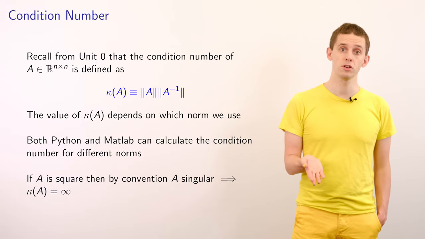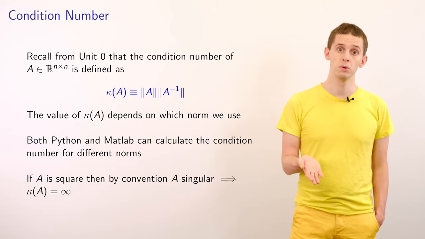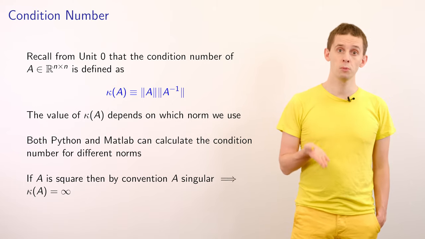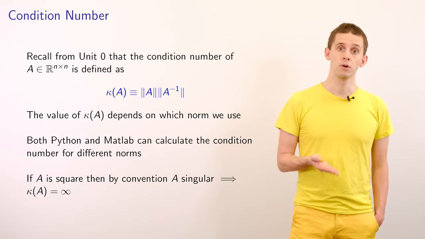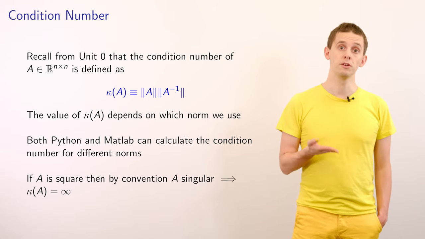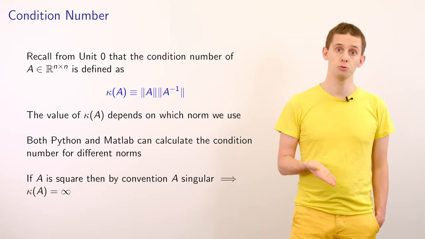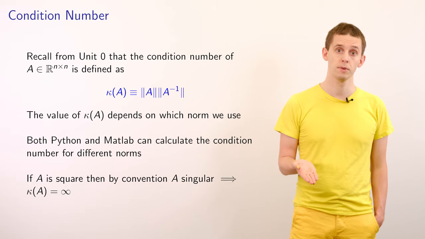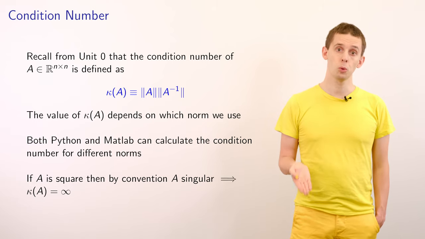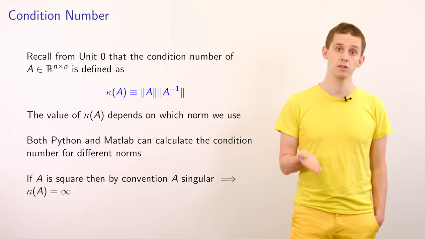Previously, when we introduced the condition number of a matrix A, we defined it in terms of the norm of a matrix A multiplied by the norm of A inverse. And when we did this derivation, we made use of the induced matrix norm from the Euclidean vector norm. But this definition will actually work for any other norm that we define on matrices. And both Python and MATLAB have functions that can calculate the condition number. And while they compute the condition number by default with respect to this induced Euclidean norm, they will actually return the condition number with respect to different norms as well. And if a matrix A is square and it is singular, then by definition, we say that the condition number of that matrix is equal to infinity.